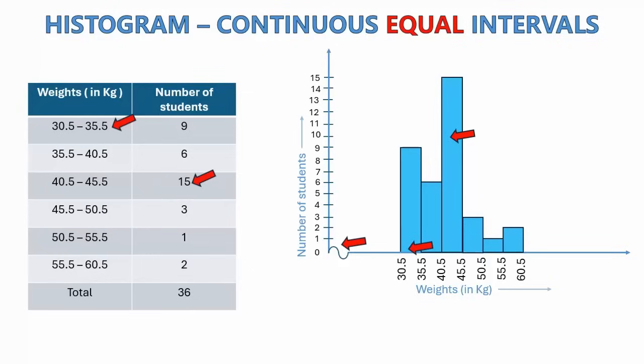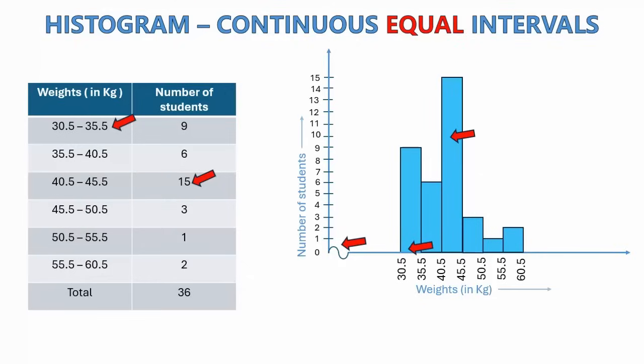For example, the area of the highlighted bar is 1 unit breadth times 15 in length, giving us 15 students falling in the 40.5 to 45.5 kgs range. Also note that the bars are touching each other without any gaps between them, as the x variable weight is continuous.